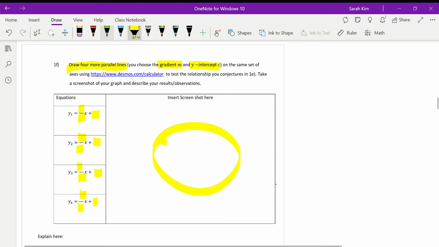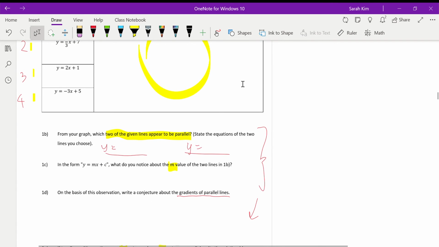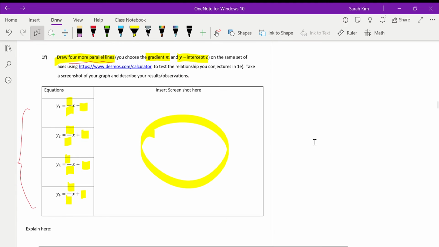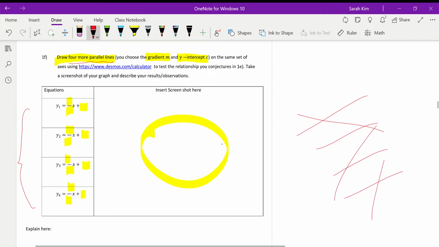Have a think. To draw four parallel lines, what would you have to make sure is the same? We talked about it over here. For it to be parallel, you need to think about that. If they don't all look parallel, if they look a little bit funky like this, you don't have the right answer here. You're going to have to redo this.